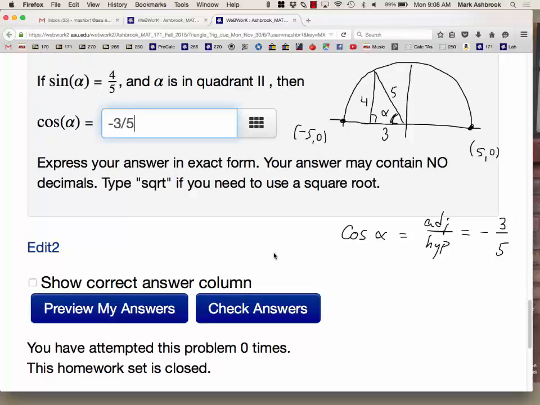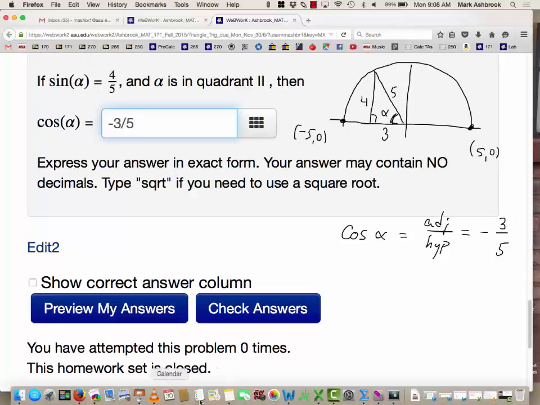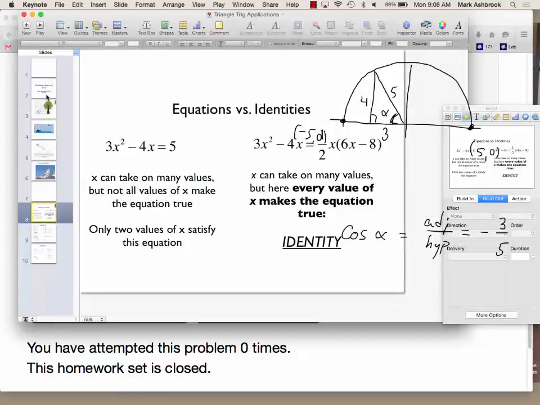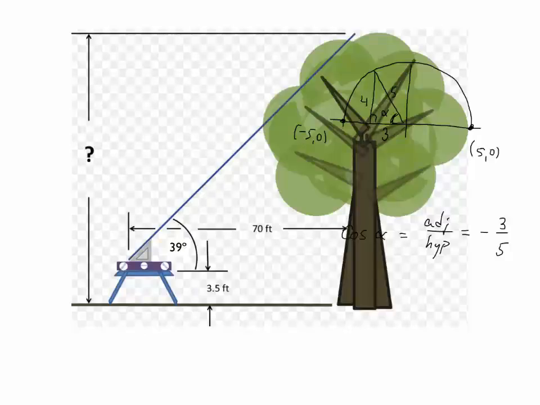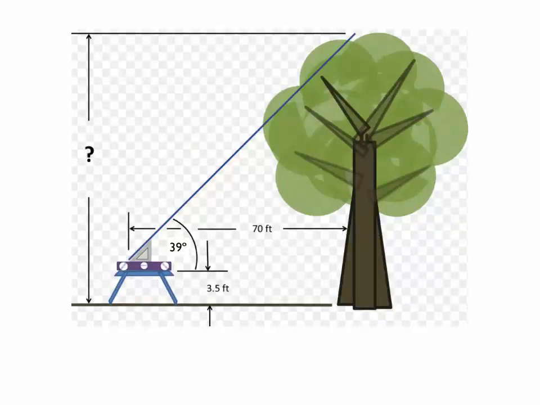Okay, so let's look at some applications here, real world applications. I think you saw 1 or 2 kind of easy ones. So here's a piece of equipment here that measures what's called the angle of elevation. So angle of elevation is an angle swept up from horizontal. It doesn't have to be from the 3 o'clock position. Just any angle swept up from horizontal is called an angle of elevation. We've got 39 degrees here.